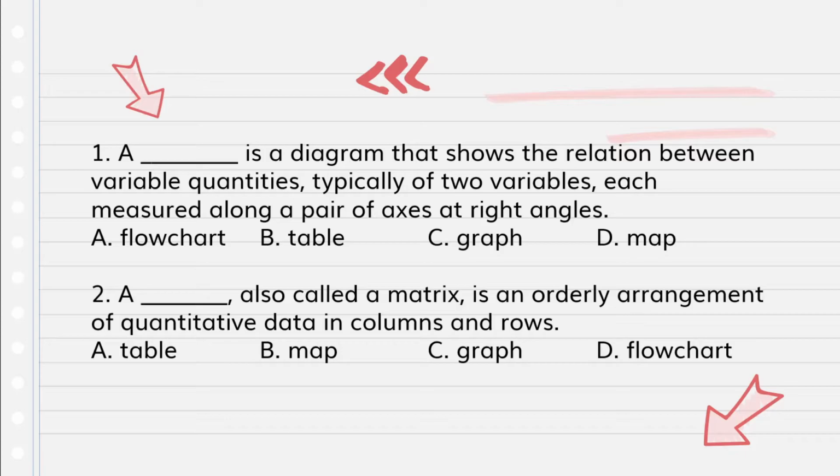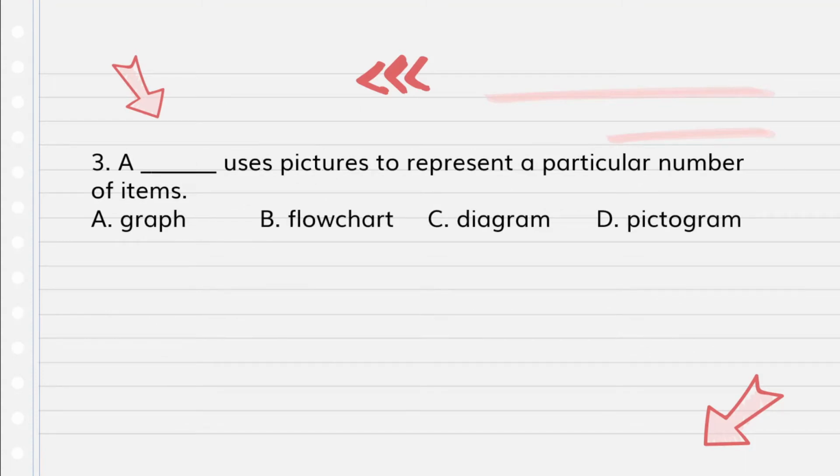2. A blank, also called a matrix, is an orderly arrangement of quantitative data in columns and rows. A, table, B, map, C, graph, or D, flowchart. Number 3. A blank uses pictures to represent a particular number of items. Is it A, graph, B, flowchart, C, diagram, or D, pictogram?